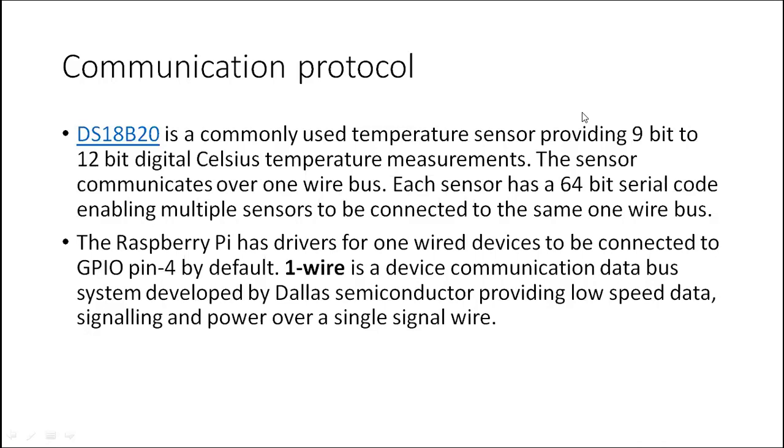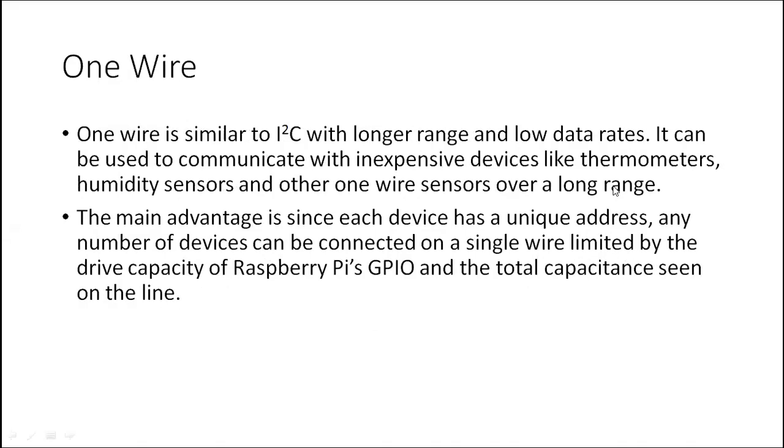In the next slide, we see that one wire is similar to I2C. I2C means inter-IC connect protocol. This is used for data transfer between two ICs, and you can use it to communicate with sensors like thermometers and humidity sensors. Whenever you want a longer range compared to one wire, you can go with I2C.